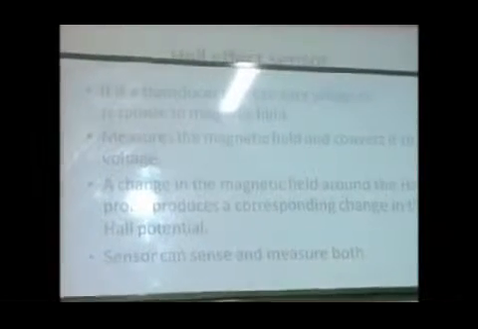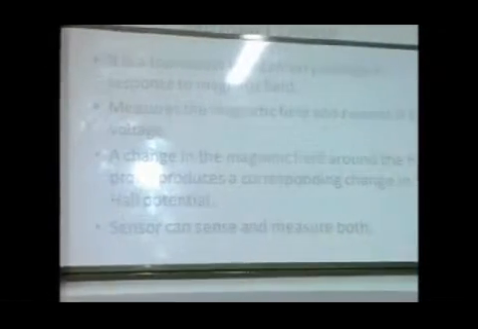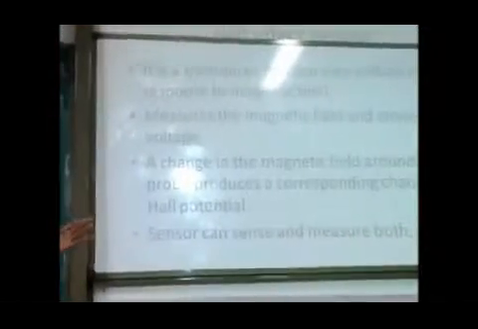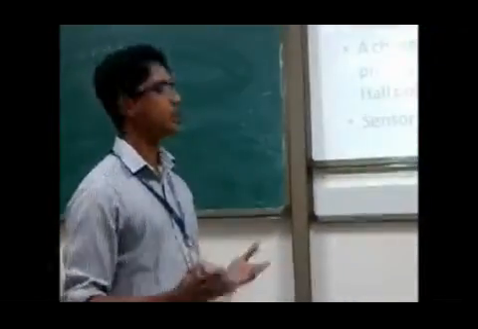And what a Hall effect sensor does is, it's actually a transducer that varies its voltage in response to a magnetic field. So it can sense the magnetic field, and as a response it can give voltage. So whenever a changing magnetic field occurs around a Hall element, it produces a corresponding changing Hall voltage. The sensor is made in such a way that it can sense both the magnetic field and the voltage.